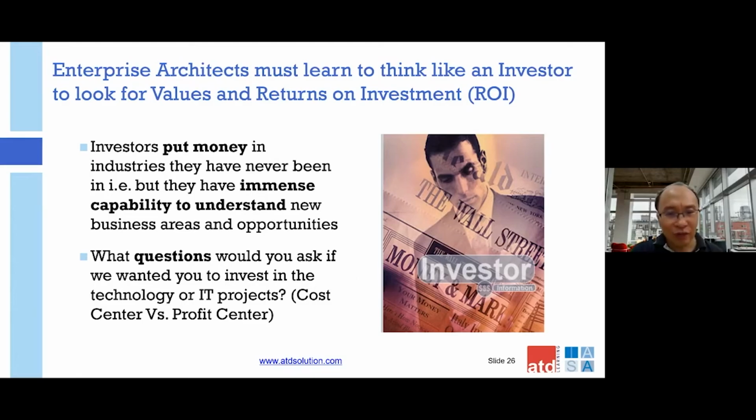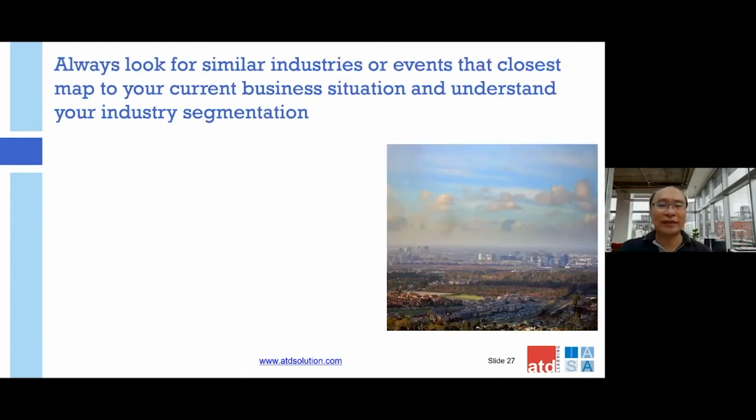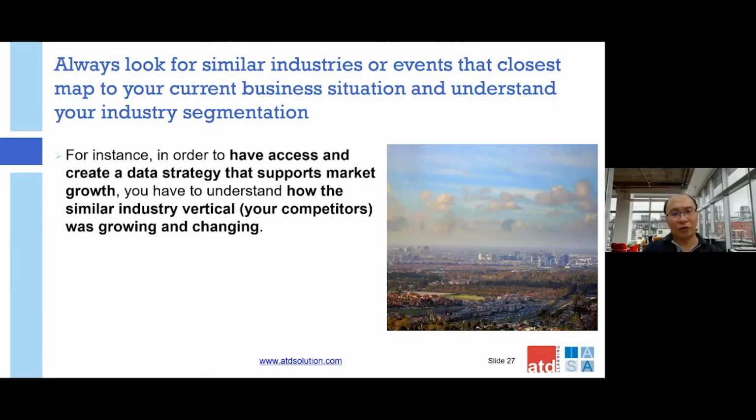So how can we show that value in what we do? This is exactly the business technology strategy, teaching us how to show that value. Of course, we need to look at the similar industry or events that most closely map to our current business situation and understand our industry segmentation. If you are in the government, we look at other countries that are better off than us, and we understand what they do. If you are in a particular sector, like in the bank, you look at what our competitors are doing. We can get this data from their website. If they're a public listed company, they will announce all their initiatives. Then we can also look at their annual report.